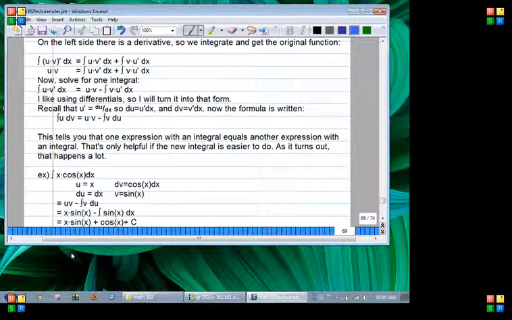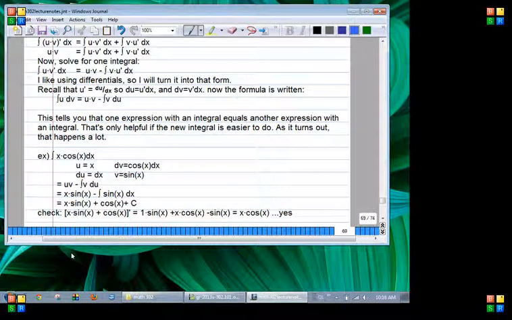Just in case you're a skeptic, let's check it. How do we check it? We take the derivative. On x sine x, you just use the product rule. So you get 1 times sine x plus x cos x, minus sine x, which cancel, and you get x cos x. So we did something right.